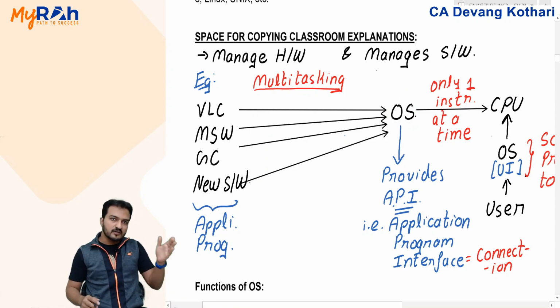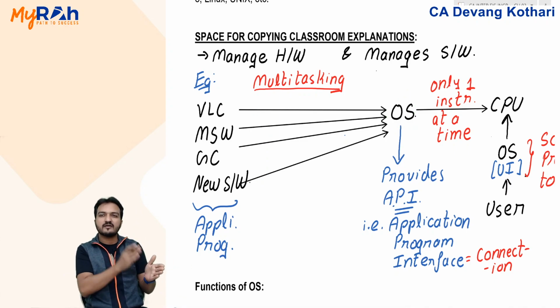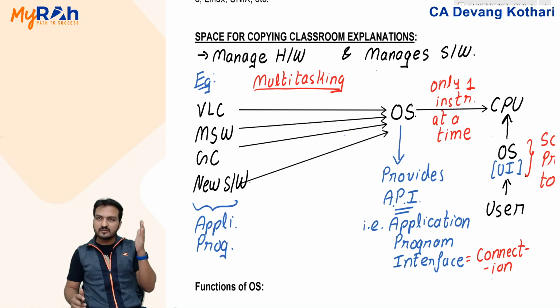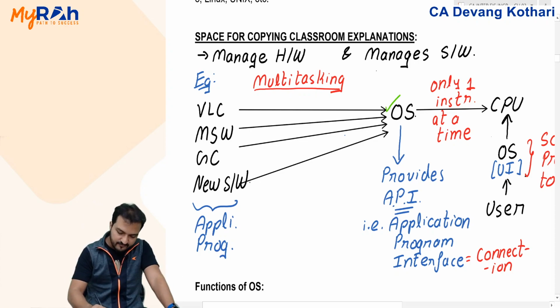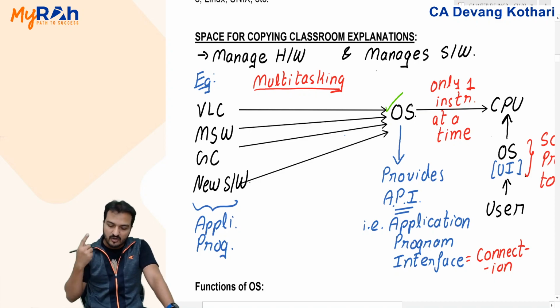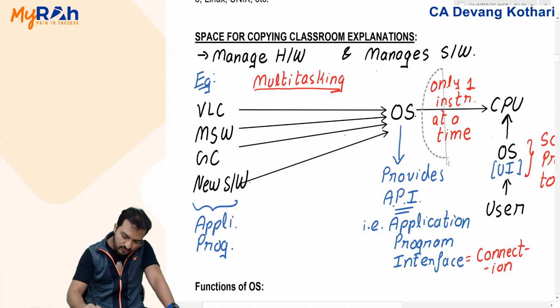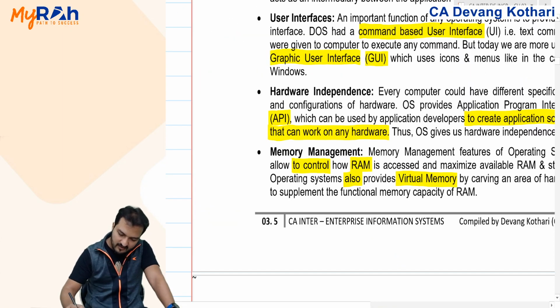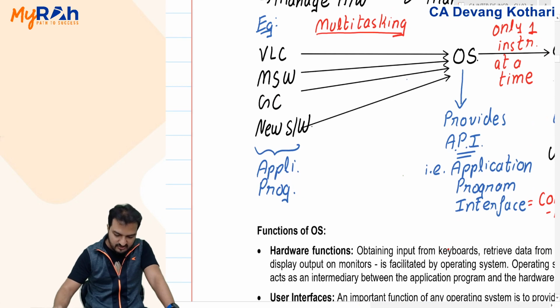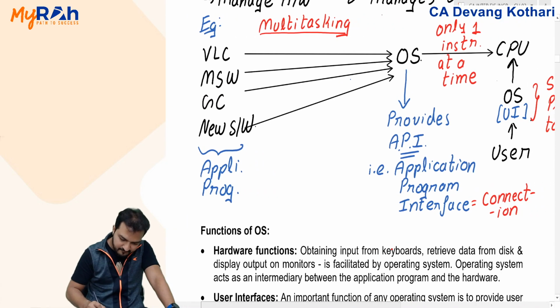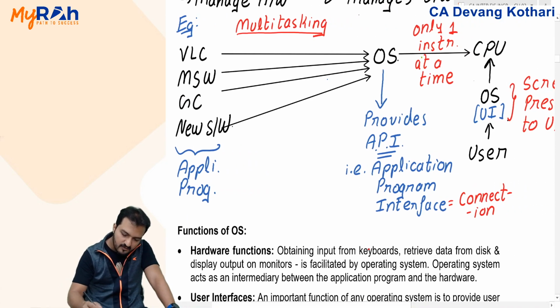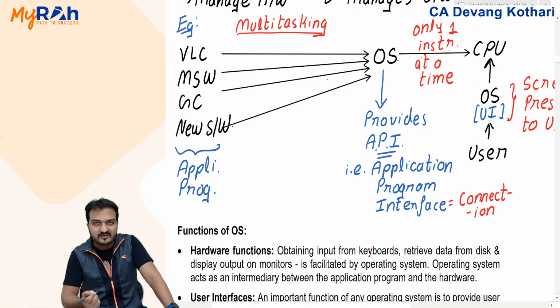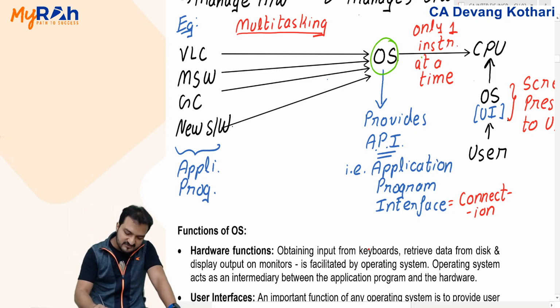So none of the programs can give direct instruction to the CPU. These programs will give instruction to the operating system, and the operating system will forward the instruction to the CPU. The CPU can understand only one instruction at a time. That is why the operating system is needed.